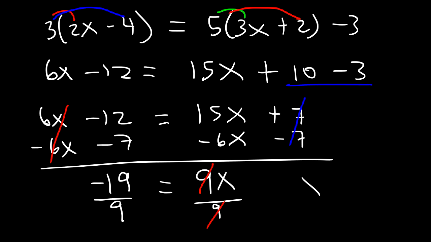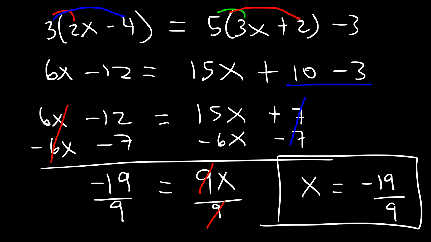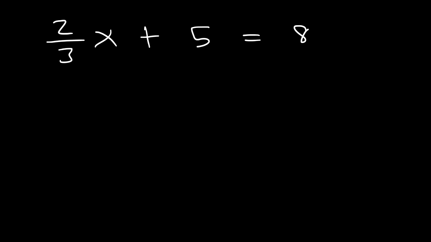So x is equal to a fraction, negative 19 divided by 9. Now, you may get examples where you have to solve equations that contain fractions. So consider this problem. 2/3 x plus 5 is equal to 8. What is the value of x? Now what I like to do is I like to get rid of the fraction from the beginning. There's many different ways of going about solving this equation, but this is just the method that I prefer.